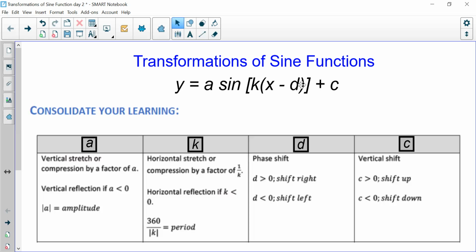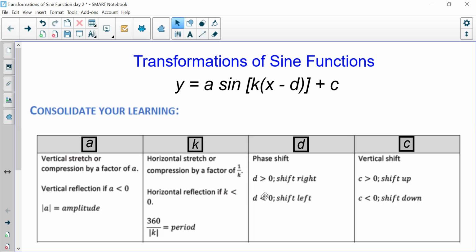Guys, take a look at this d variable, which is here with x minus d. It shifts it left and right. Okay, so that's similar to like the h value of quadratics. So it's in brackets with x, it's shifting it along the x-axis, left or right. Okay, and same thing as quadratic functions. It's going to go opposite to the sign in the equation.